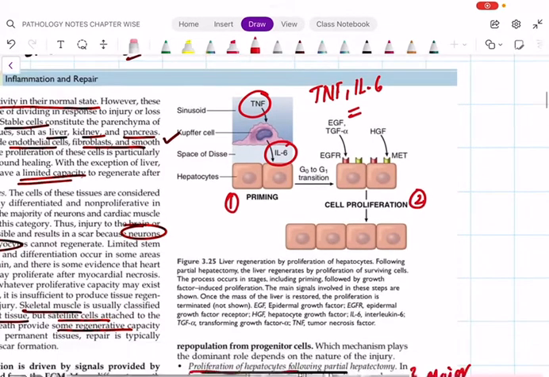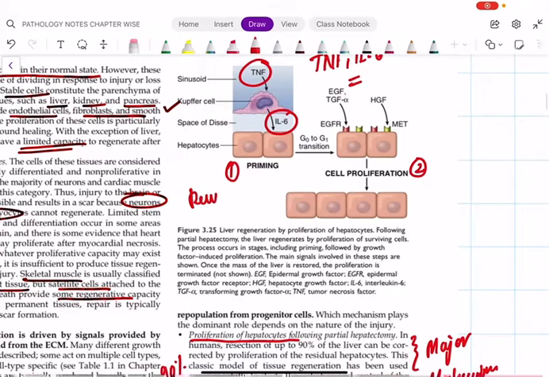Priming actually refers to recruitment, like how neutrophils are recruited. Here it is the recruitment of hepatocytes. That process is called priming. As a result of priming, what will happen? The cells which are initially in the G0 phase will convert into G1. That is the G0 to G1 transition. Now the cells have the capacity to divide.